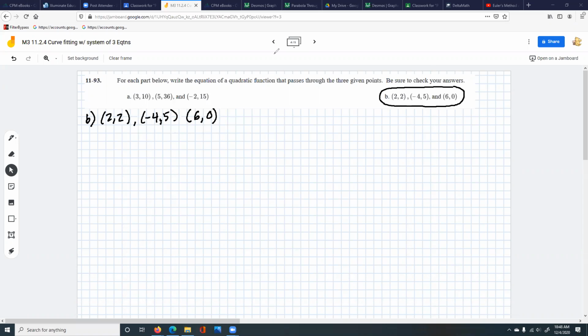Do I have a graph for this one? Let me check if I have a graph for this one. 2, 2, negative 4, 5.